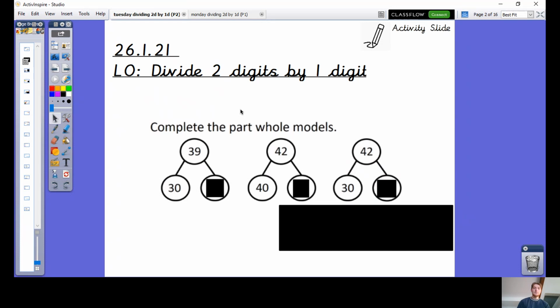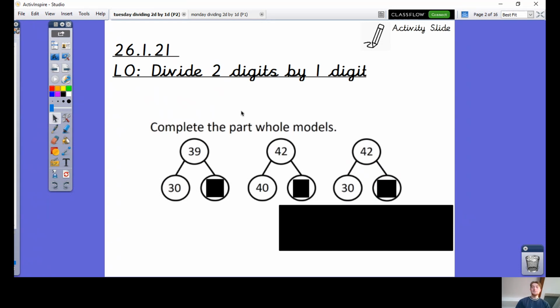Okay, great. So today we're going to be learning to divide two-digit numbers by one-digit numbers again, but we're going to be learning to exchange today to help us answer these questions. Now, before we begin, let's write down the short date, the learning objective, and then have a go at completing the part-whole models below here. Let's have a go at doing that now. Pause the video.